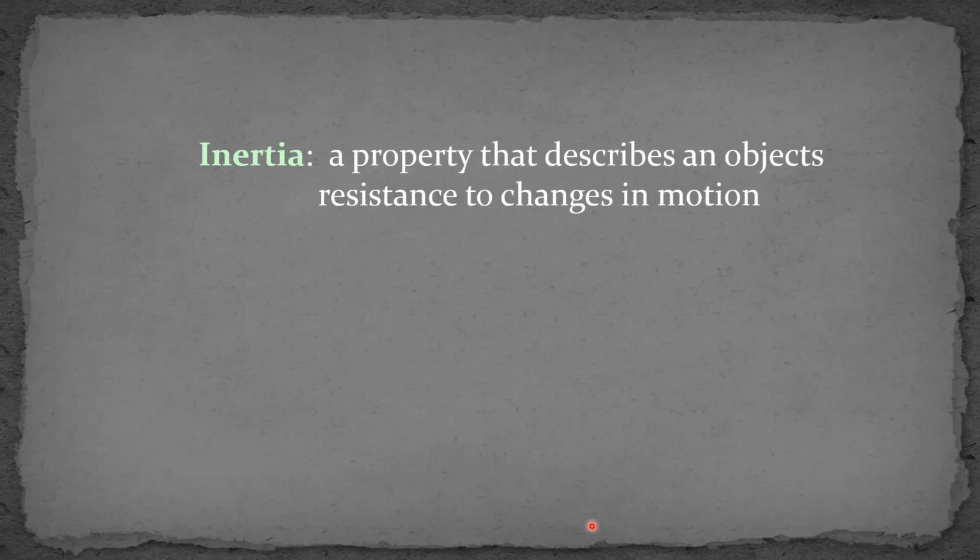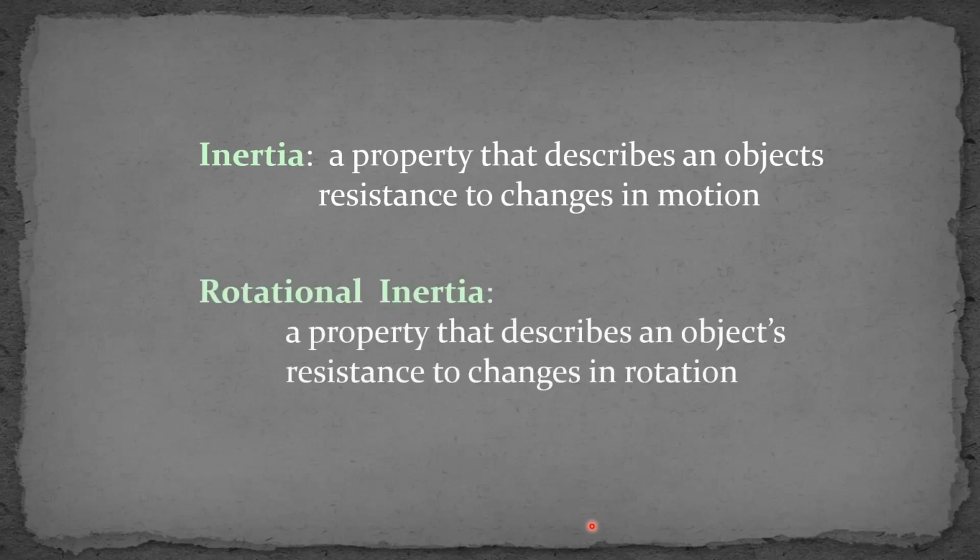Remember that inertia in general was a property that describes an object's resistance to changes in motion. Rotational inertia is just a slight modification of that. It's a property that describes an object's resistance to changes in rotation. So it's really only one word different. So inertia is just motion in general. That's like left, right, up, down, diagonal. You know, anything where the object as a whole is changing its position.